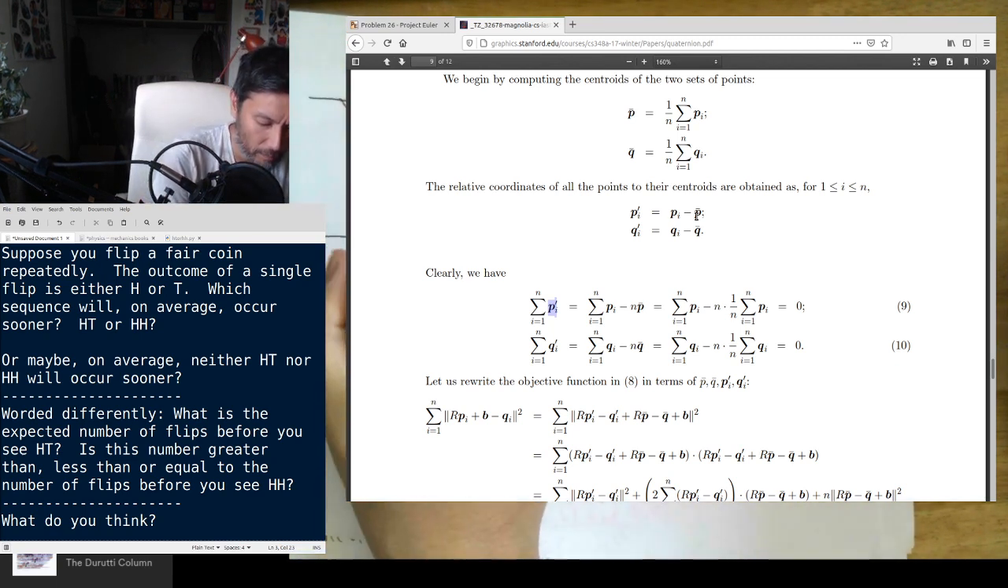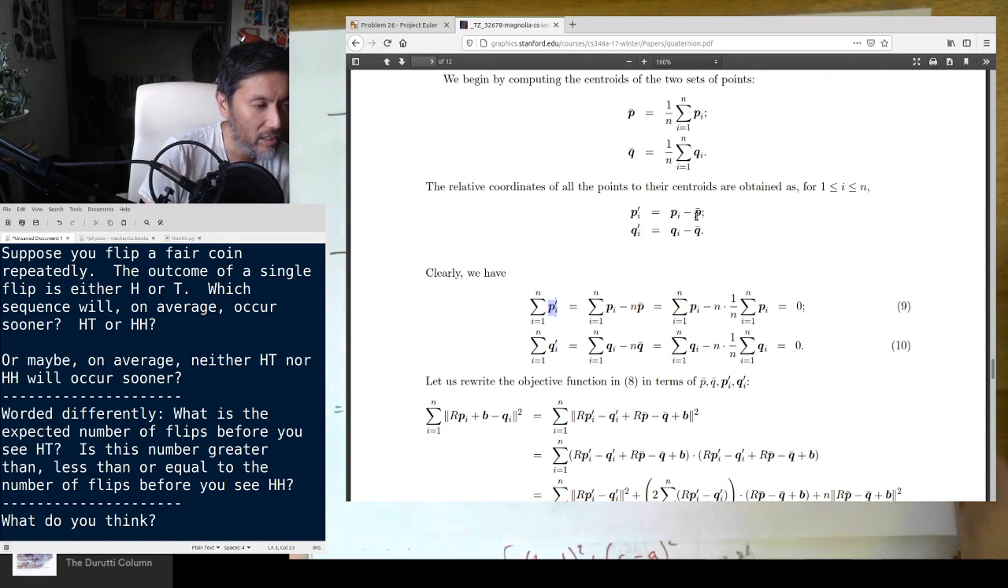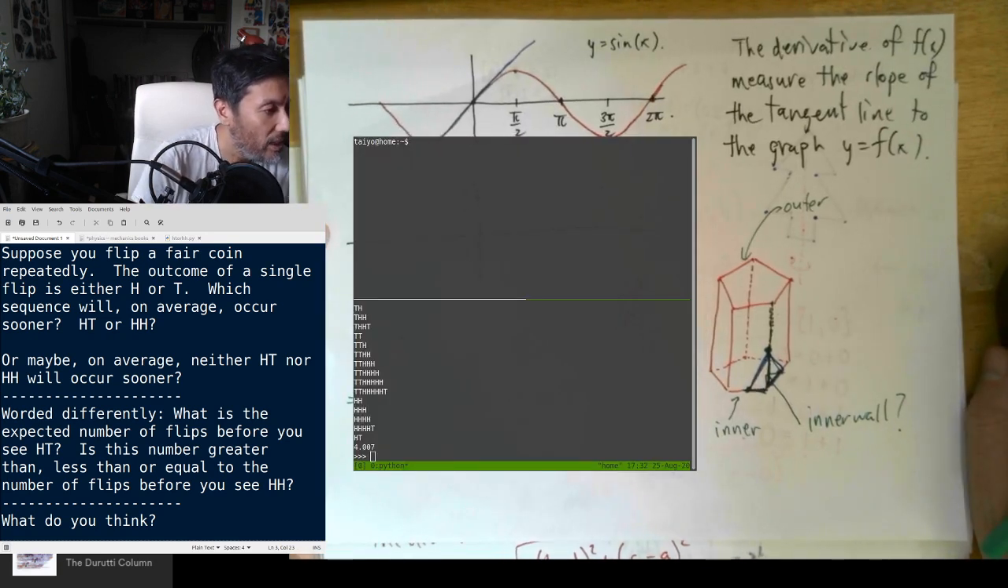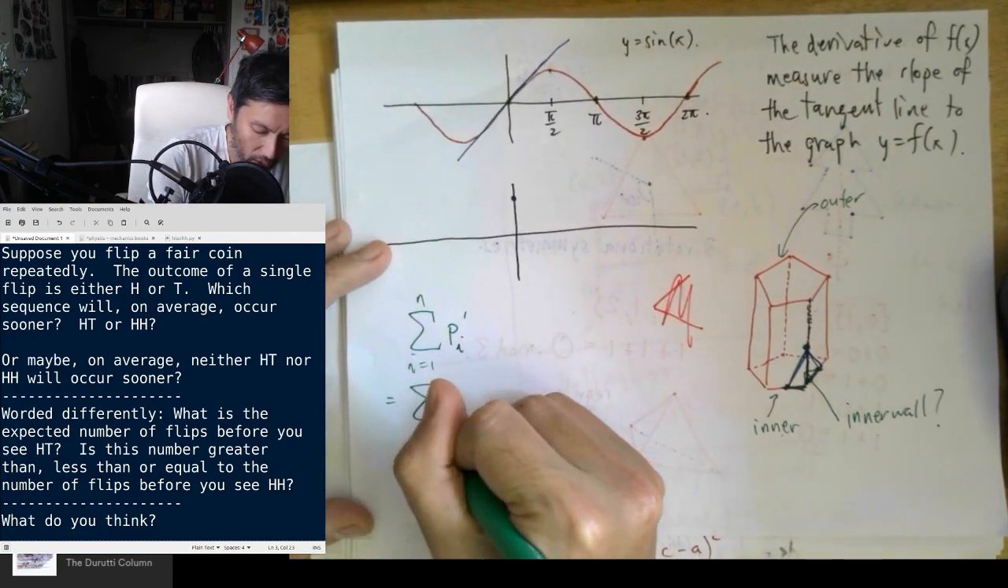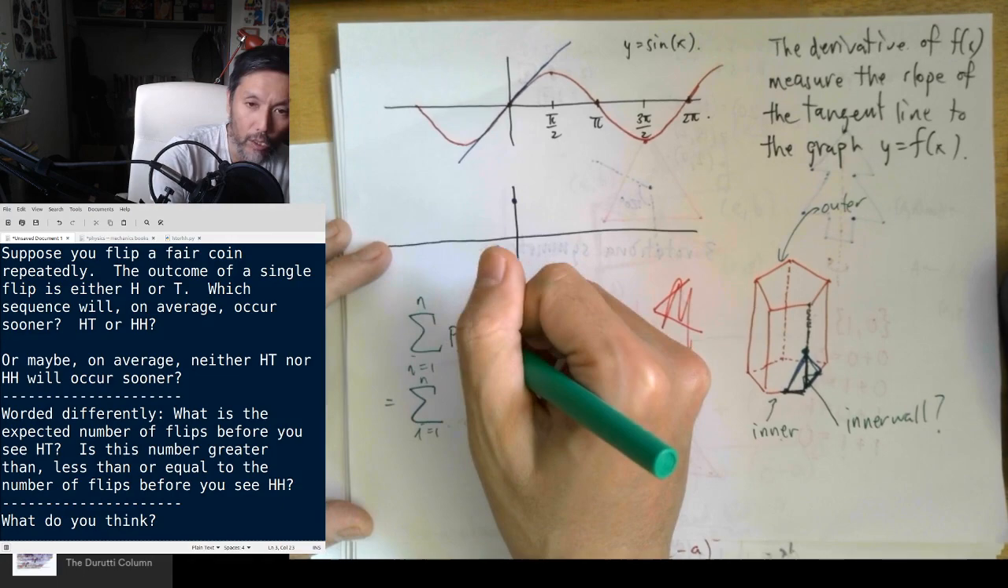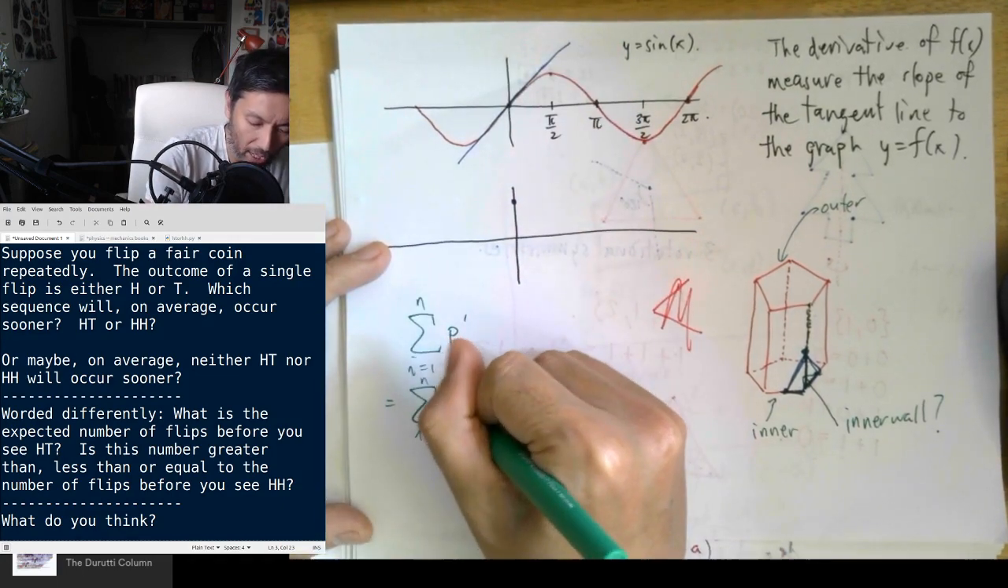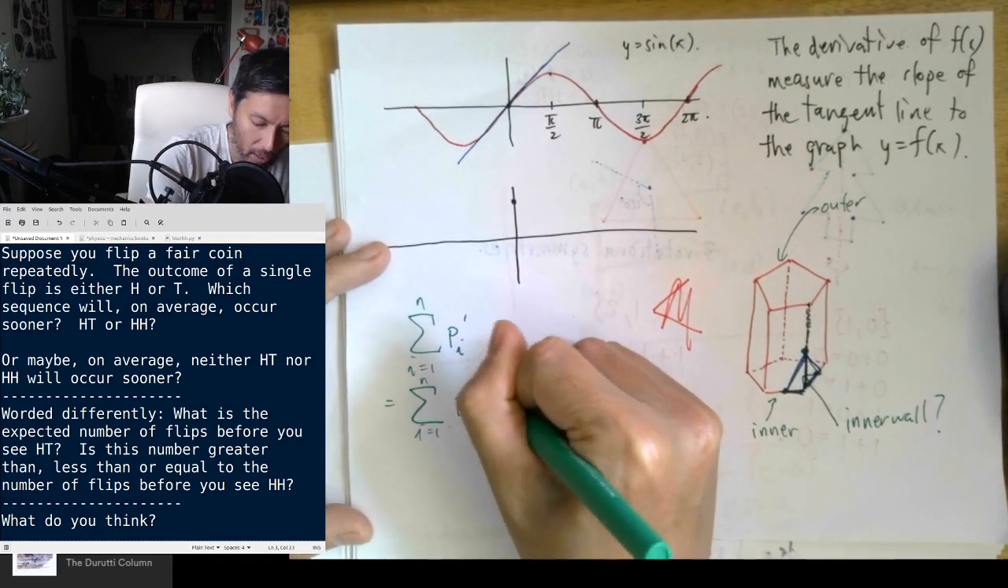So the sum from i equals 1 to n of pi prime. So what they're doing is they're just substituting. Oh, you can't see any of this. Let me take down the Firefox. Oh, and I've got a terminal that I want to take down. Sum from i equals 1 to n again, and they're just substituting pi prime with pi minus p bar.